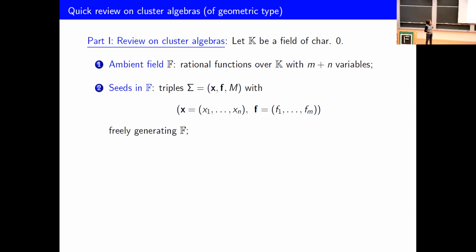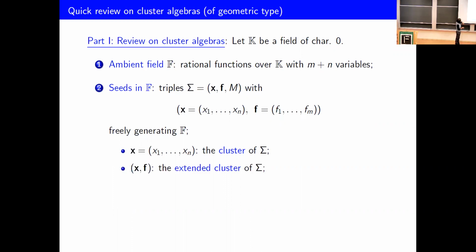Now we talk about what a seed is in this ambient field of rational functions. A seed consists of 3 parts. The boldface X has n elements, the F has m elements, and all together these m plus n elements are a set of free generators for your ambient field. That's the first part. This X is called a cluster, and X and F together are called an extended cluster. The F part is called the frozen variables.